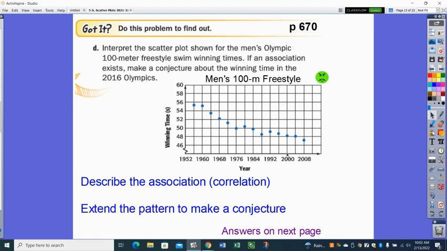So when you get up here, here's 2000. The next line would be 2004, 2008. 4 years would be 2012. 4 years would be 2016. So every 4 years, because that's only when the Olympics happen.